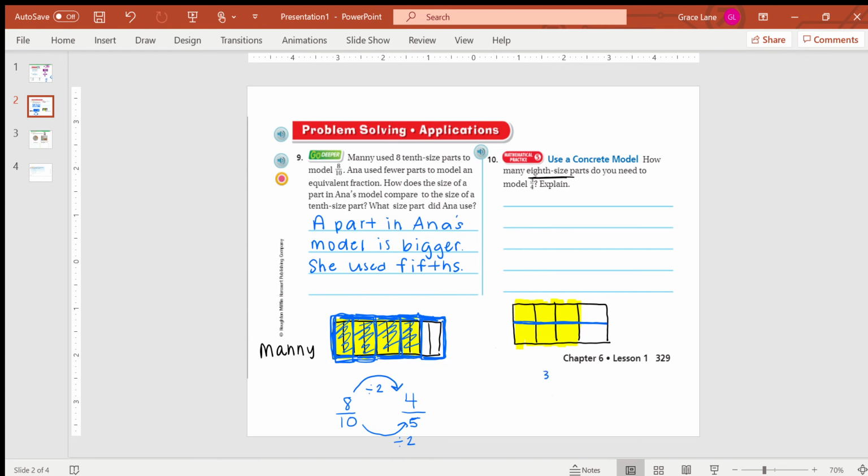So originally it had 3/4. You want it into eighths. It says how many eighth size parts do you need to model? So how many shaded in? 1, 2, 3, 4, 5, 6. And again, when we talk about factors from 4 to 8, you're just doing times 2. So if you do that same thing with the numerator, you get 6. So how many parts? 6.